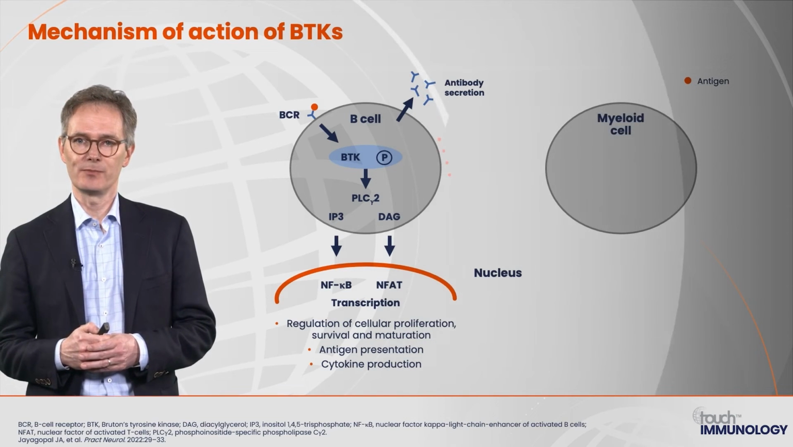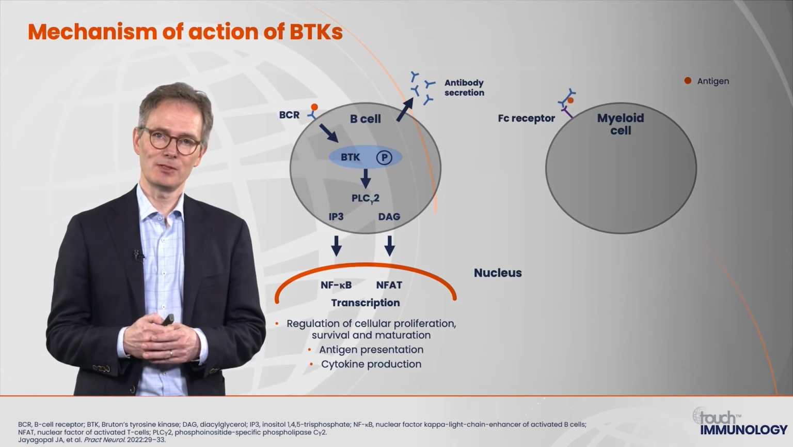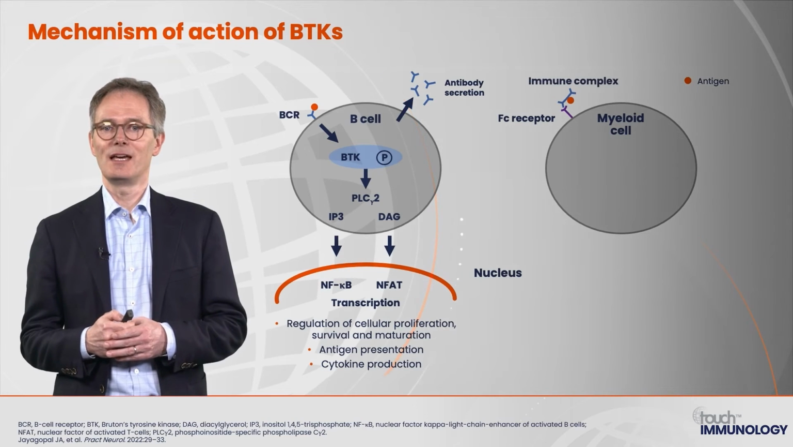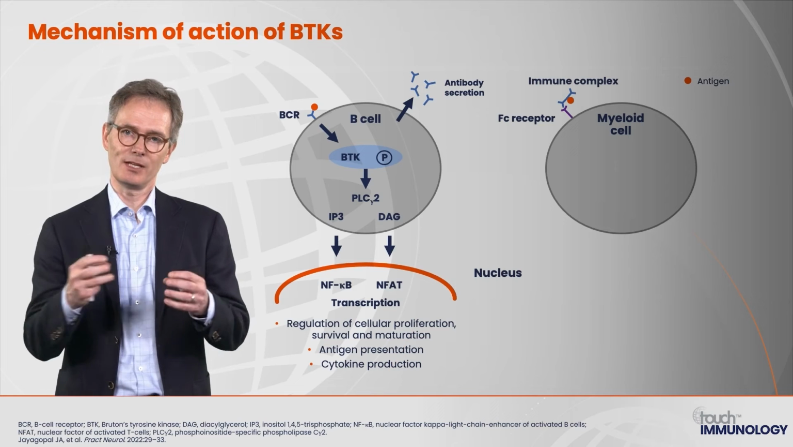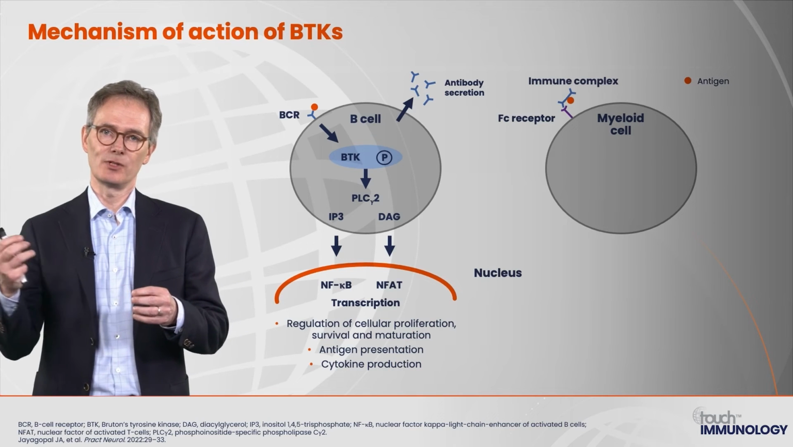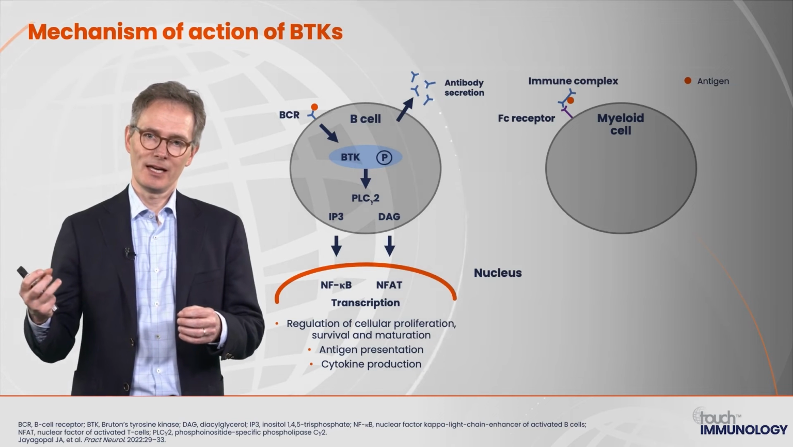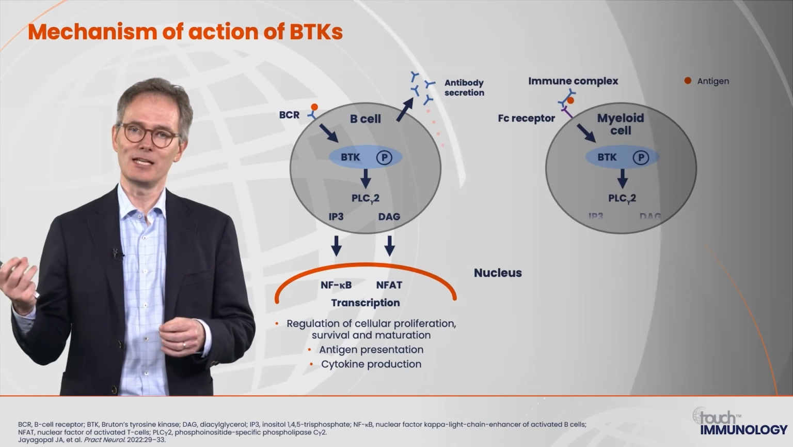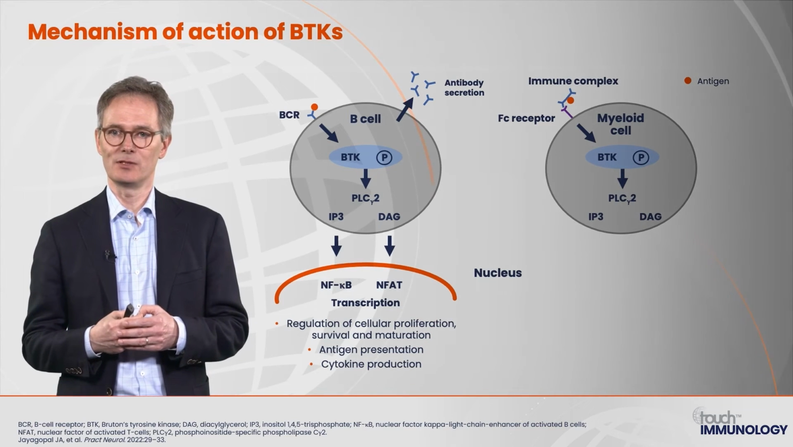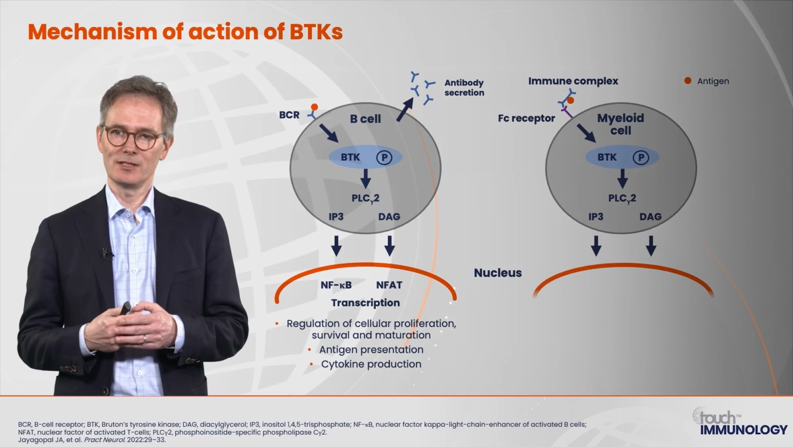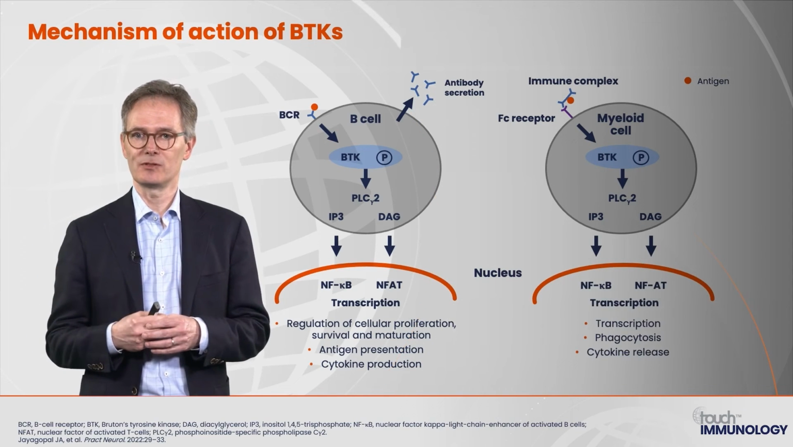innate immune system. Myeloid cells express an Fc receptor. Fc receptors are receptors that recognize antibody-antigen complexes. So once an antibody binds to an antigen, it can then bind to an Fc receptor and thereby activate the myeloid cell. And the intracellular signaling is again mediated by BTK and can be inhibited by these BTK inhibitors. And therefore, this leads to a reduced inflammation of the innate immune response.